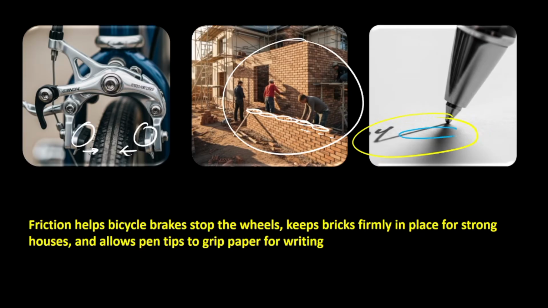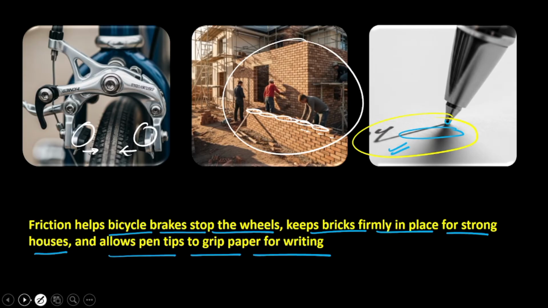It's only because of the frictional force between the paper and the tip of this pen that the pen is able to write on the sheet of paper. Have you ever tried writing on a paper that has oil on it? It's very difficult to write, right? Because what actually happens is oil reduces the friction, and that is the reason we are not able to write properly on that particular paper. So we can conclude that the friction helps bicycle brakes to stop the wheels, keeps the bricks firmly in place for strong houses, and allows the pen tips to grip on the paper for better writing. So with all these examples, you might be wondering that it's really good to have friction, right? But not always. Let's see another example.